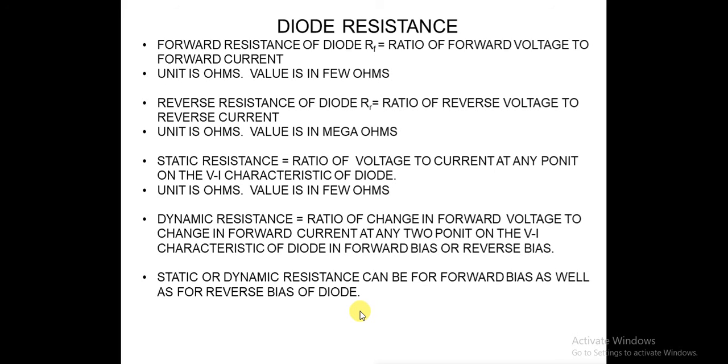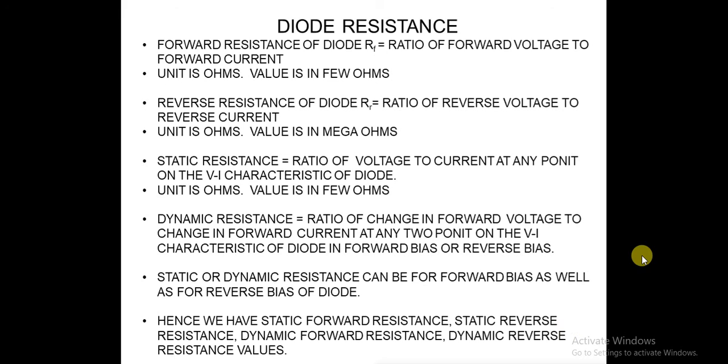So in this condition, we have overall four values of the resistance. That is, first static forward resistance, second static reverse resistance, third dynamic forward resistance, and fourth dynamic reverse resistance. We will calculate these resistance values in the practicals and see in detail how they can be calculated. So this is all about the important parameters related with the diode.